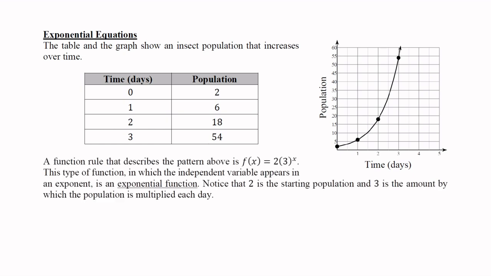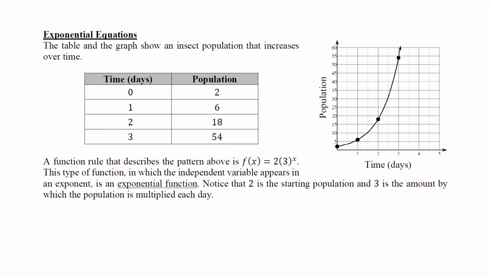A function rule that describes the pattern is f of x equals 2 times 3 to the x. This type of function, in which the independent variable appears in an exponent, is an exponential function. You'll notice in f of x equals 2 times 3 to the x, our x is in the exponent. Notice that the 2 is the first value of our population, our starting population, and 3 is the amount by which the population is multiplied each day.